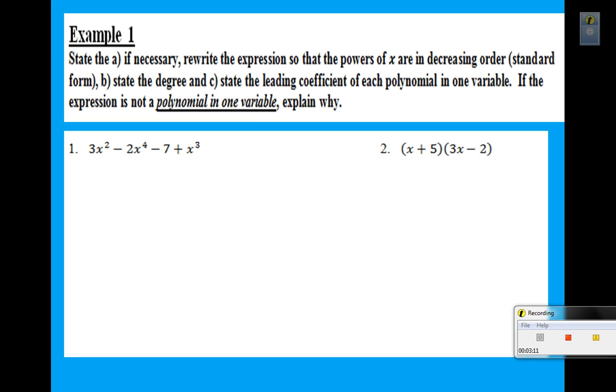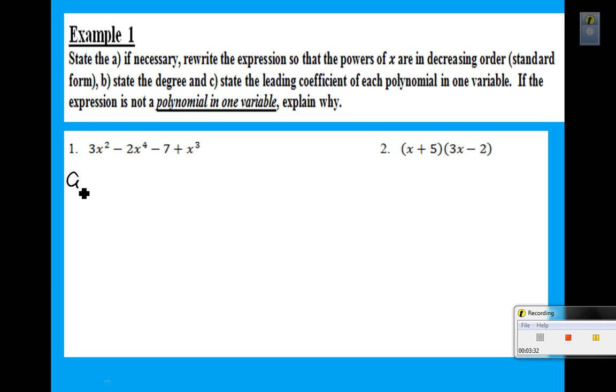Here's what I'd like to do. State if each of the following represents a polynomial, and then we're going to put it in standard form. And then we're going to state the degree and the leading coefficient. If it's not a polynomial in one variable, we won't work with it. So here's our number 1.